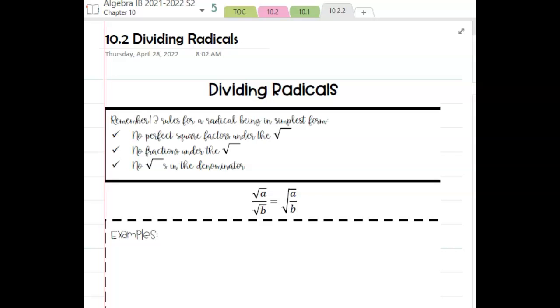We'll be okay. We are going to spend another day tomorrow just practicing all of this. So keep that in mind.